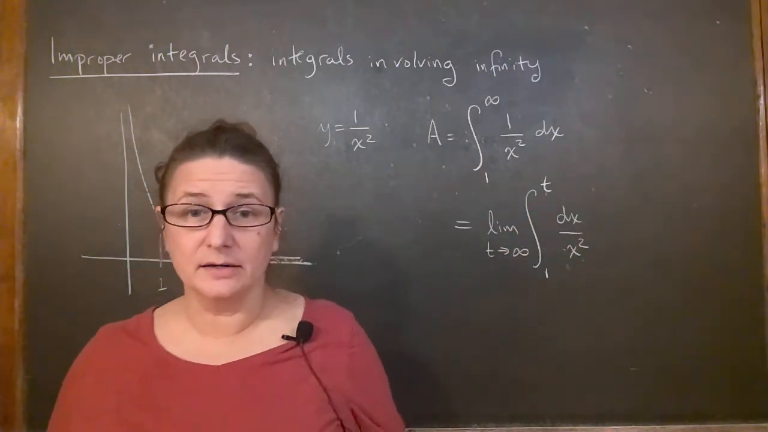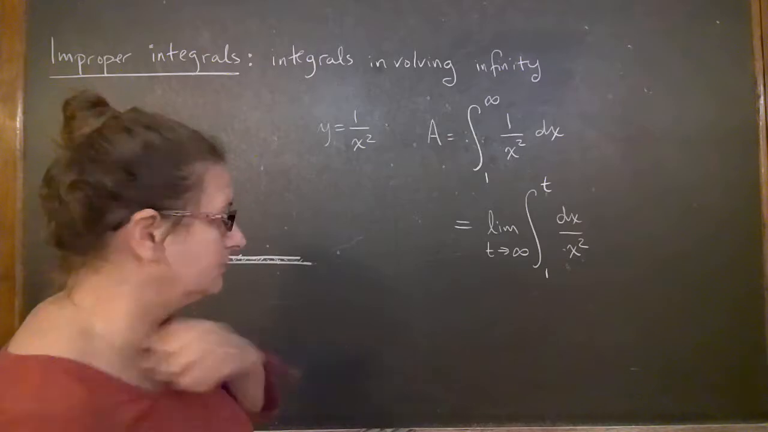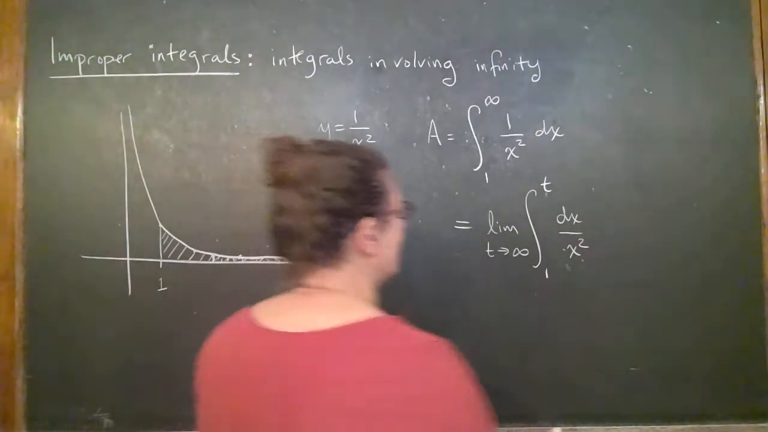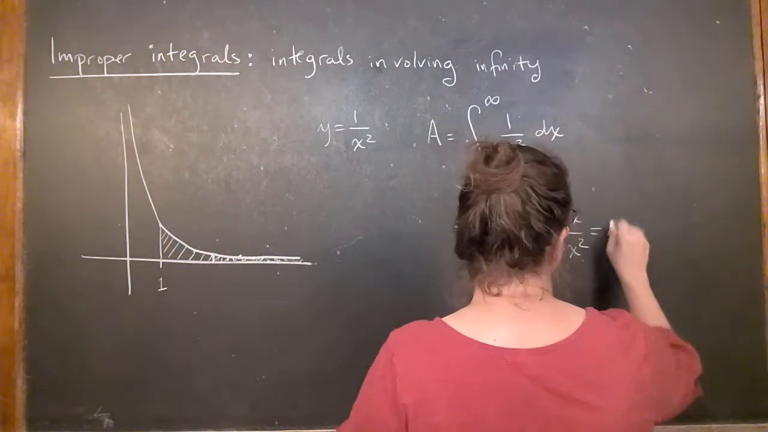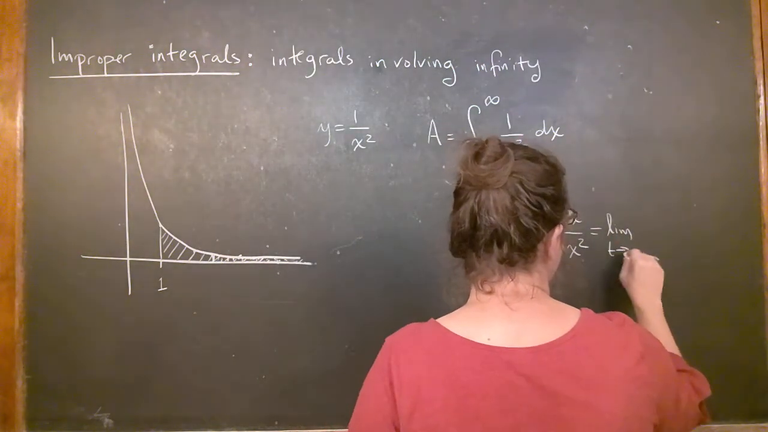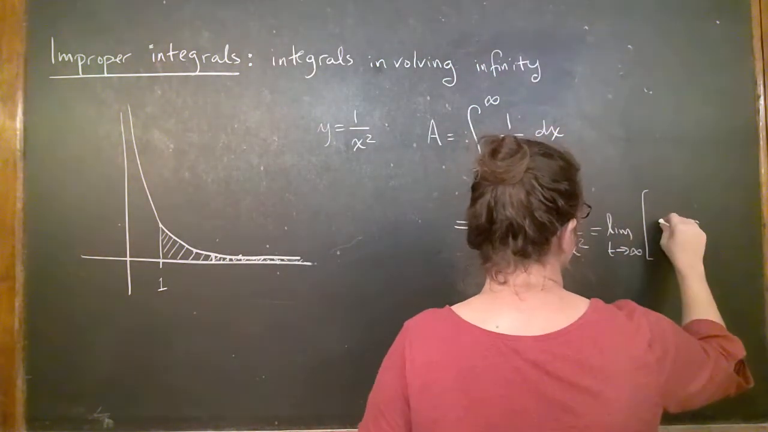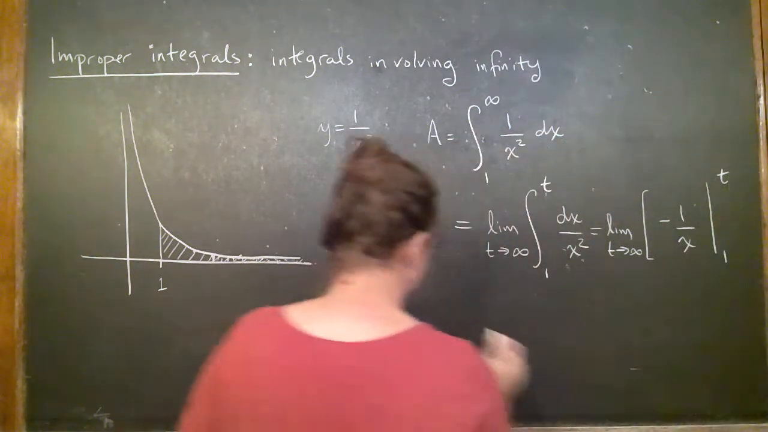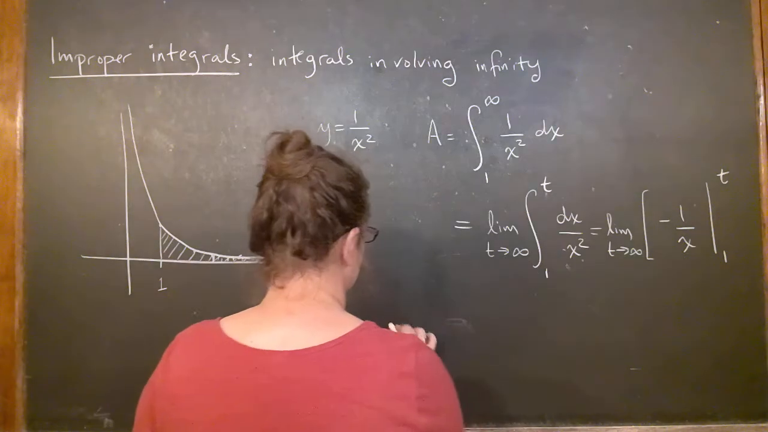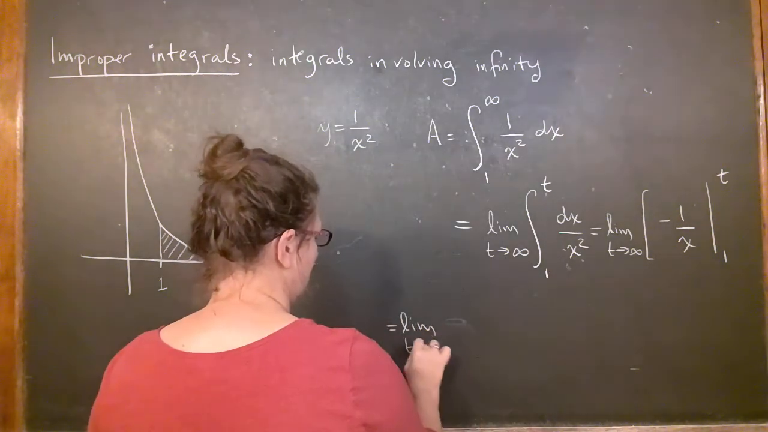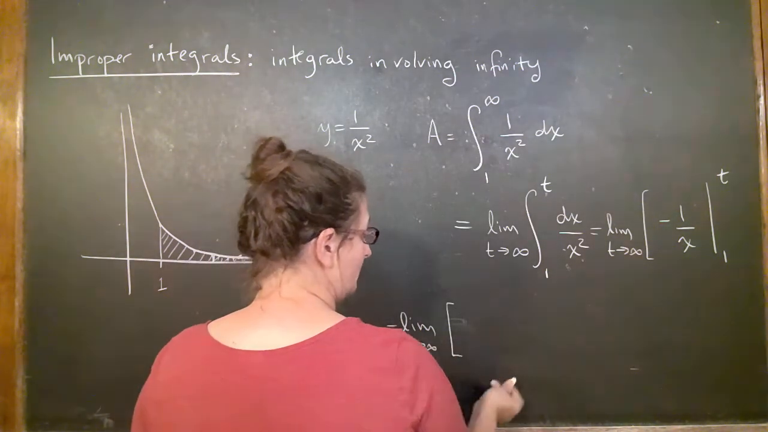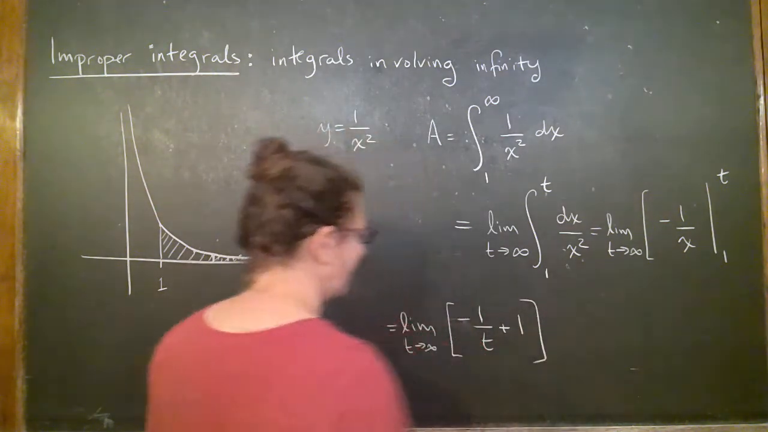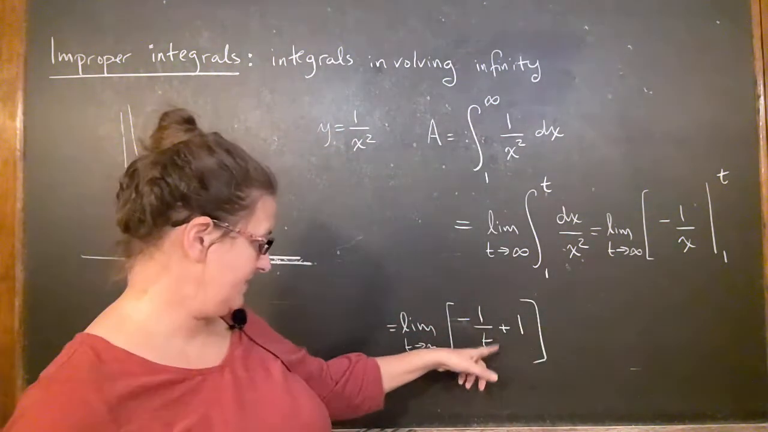If the limit's finite, that's great. Then I have my answer. If the limit doesn't exist, that's also an answer. So let's see what happens here. This is an easy enough integral to evaluate. This is going to be minus 1 over x, evaluated from 1 to t. This is going to be minus 1 over t plus 1. Now I can take the limit of this as t goes to infinity.